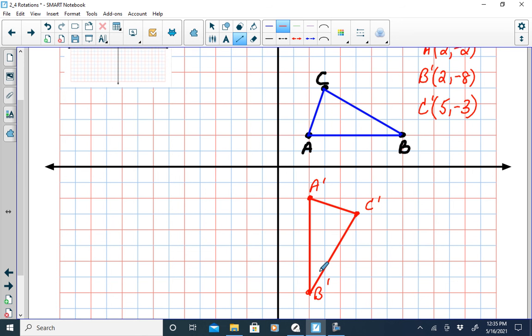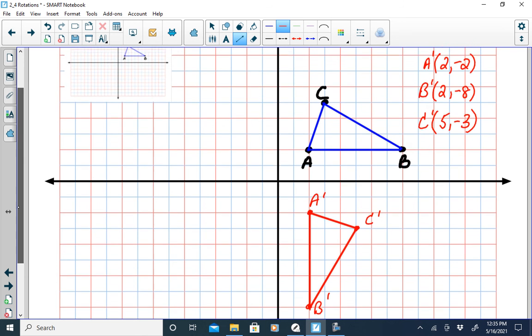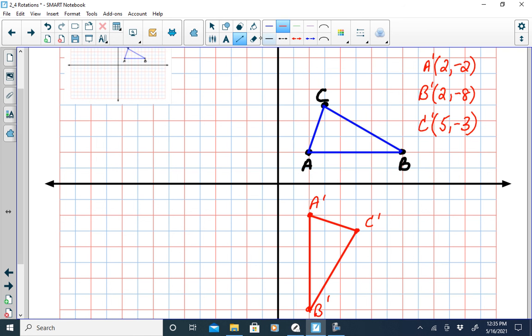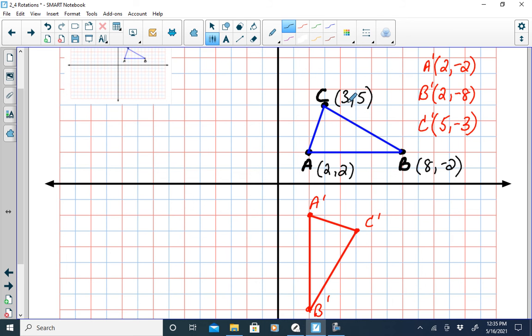Now if you look carefully at the ordered pairs, let's take a look at our original ordered pairs. A was located at (2, 2), and A prime is (2, -2). B was located at (8, 2), and B prime is located at (2, -8). C was located at (3, 5), and C prime was located at (5, -3).